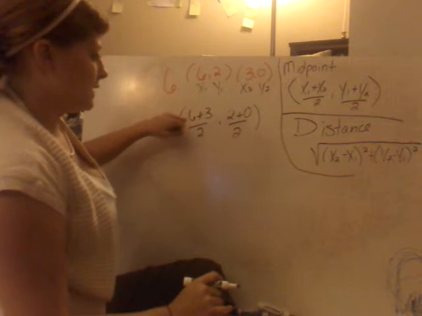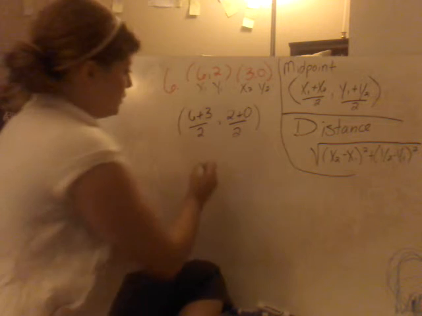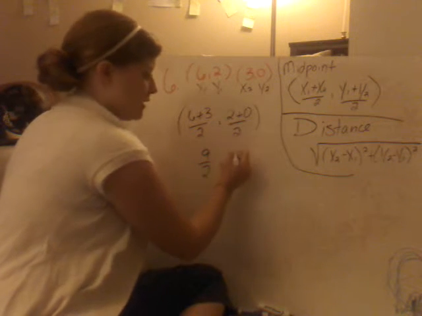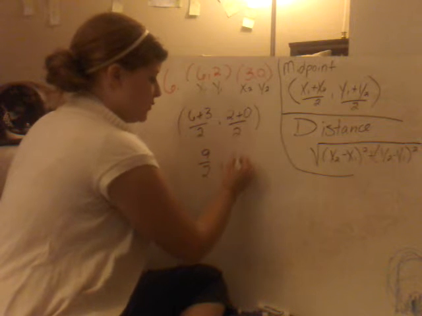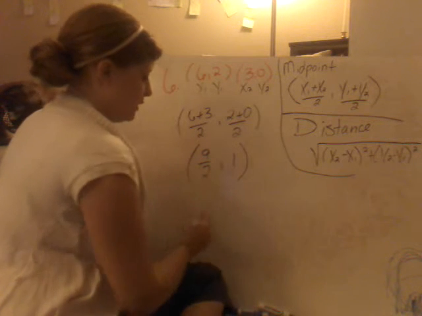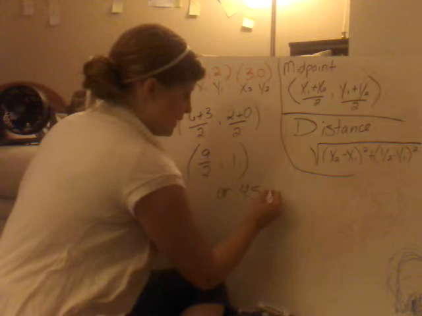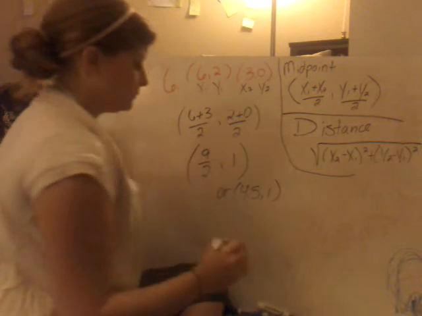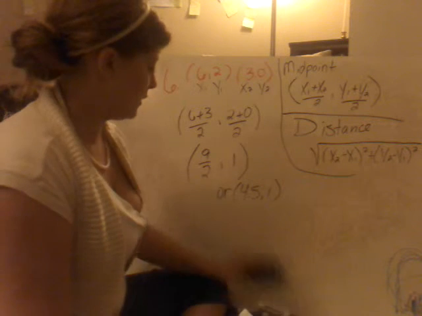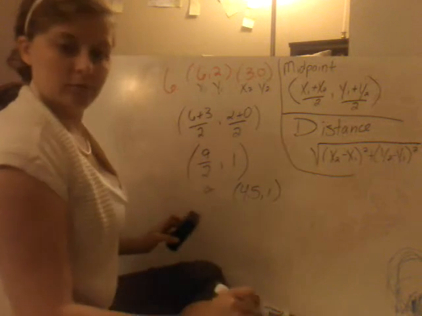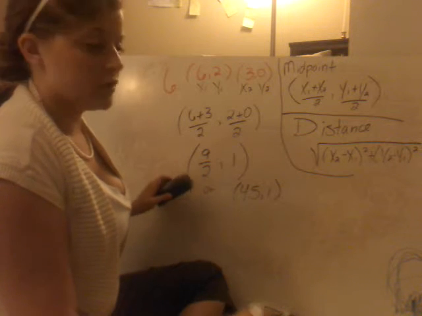I do my math. I have 6 plus 3 over 2, which is 9 over 2. 2 plus 0 is 2, divided by 2 is 1. So you can leave it like that, or you can write 4.5, comma, 1. Okay? Like that. So you can write either one. I don't care as long as it's right.